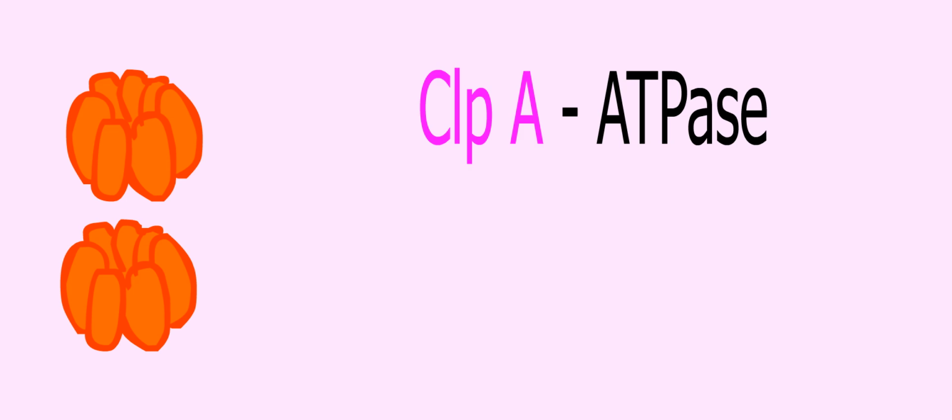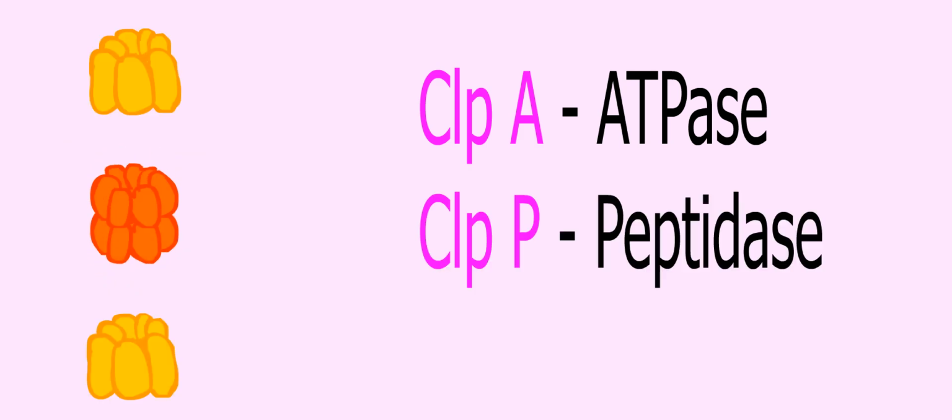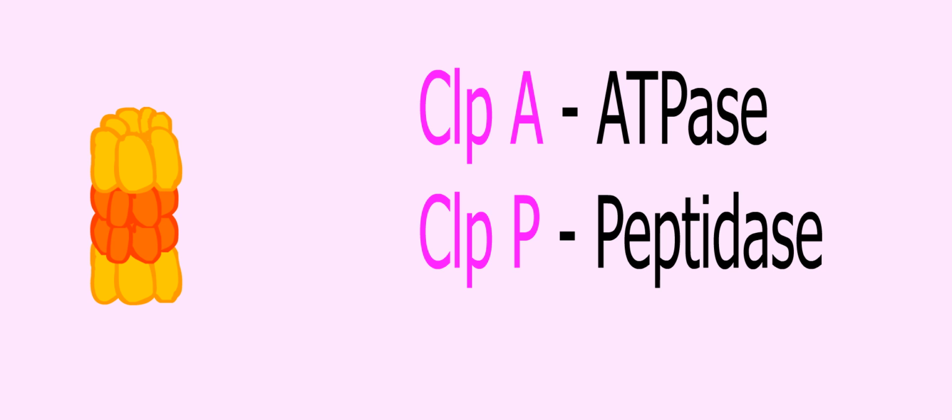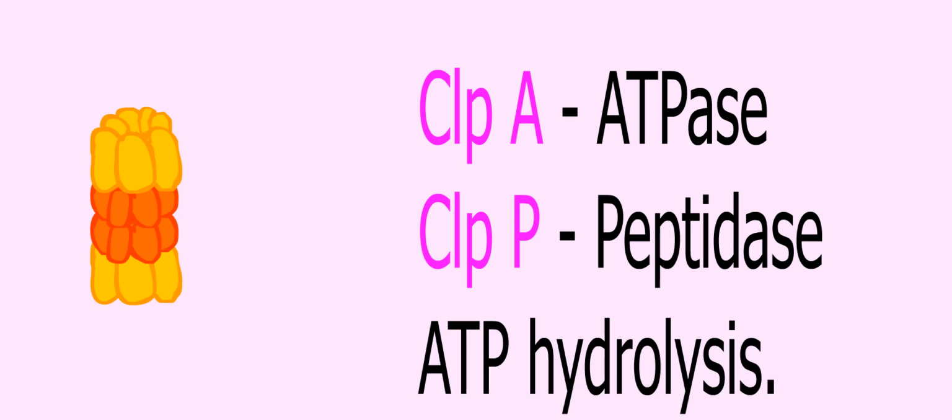CLPAP was the first AAA+ protease that was identified. CLPAP consisted of CLPA that functioned as an ATPase and a separate peptidase CLPP. Degradation of protein substrates required a combinatorial action of CLPA, CLPP, and ATP hydrolysis.